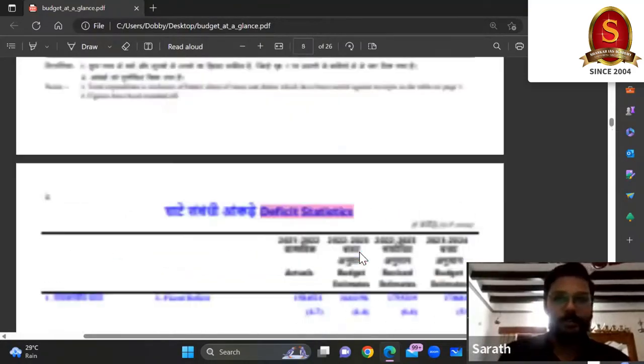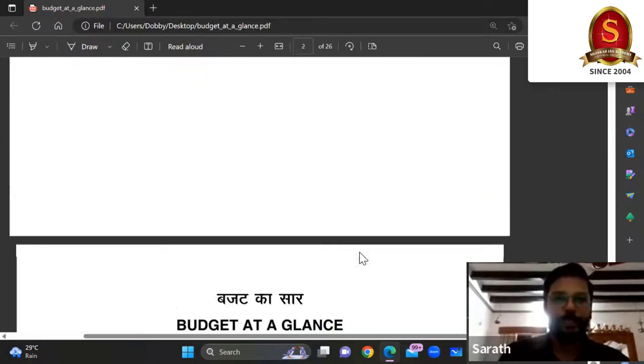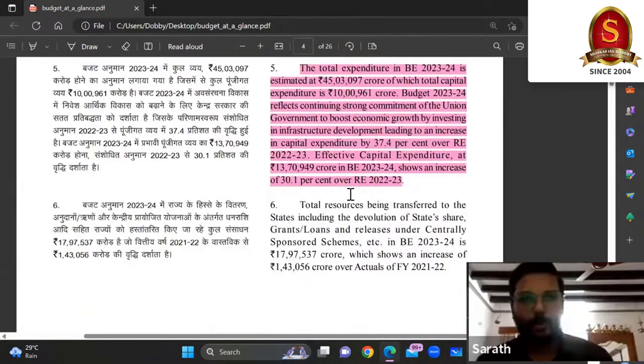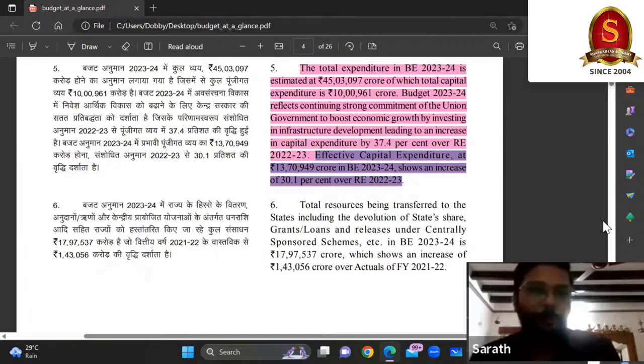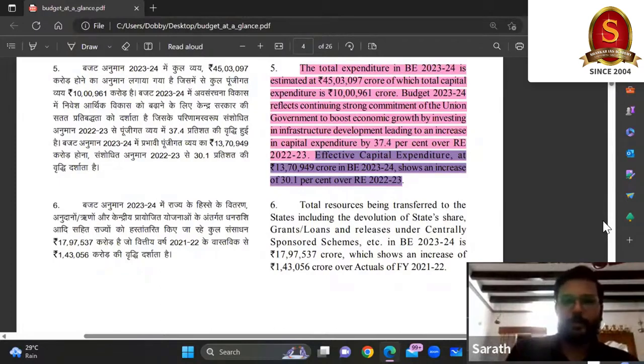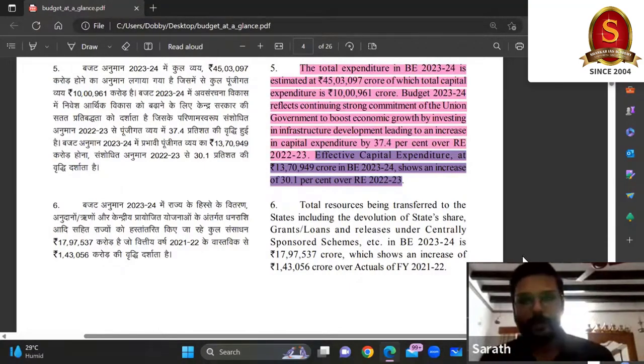We came across that earlier in the introduction, which I showed you in this paragraph. Towards the end, you will notice that effective capital expenditure at 13,70,949 shows an increase of 30.1% over the revenue expenditure. The point is the government is trying to convey a concept called effective capital expenditure. You may come across that concept as well. All right. Moving on then.